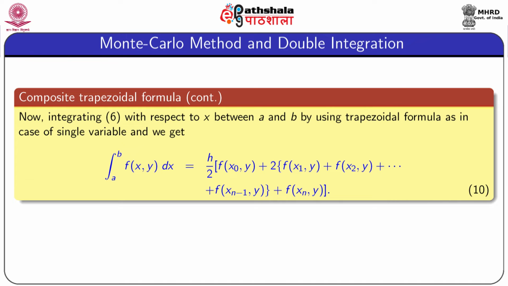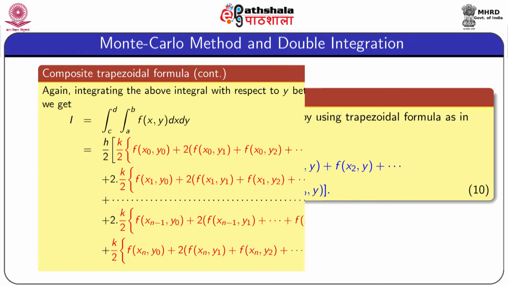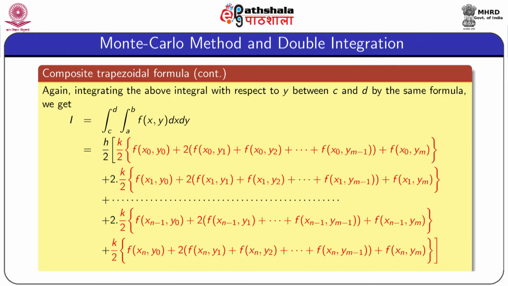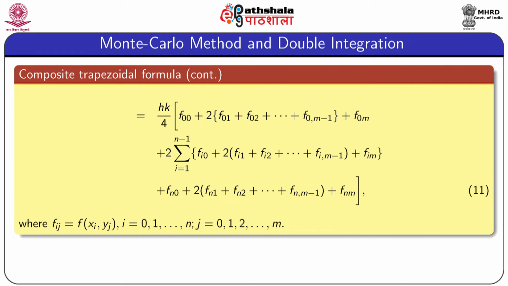Now again we integrate this equation 10 with respect to y, and we obtain this equation. So the entire expression gives the composite trapezoidal formula for double integration. After simplification, or using the simple notation f_ij equal to f(xi, yj), the entire expression is written as in equation 11.